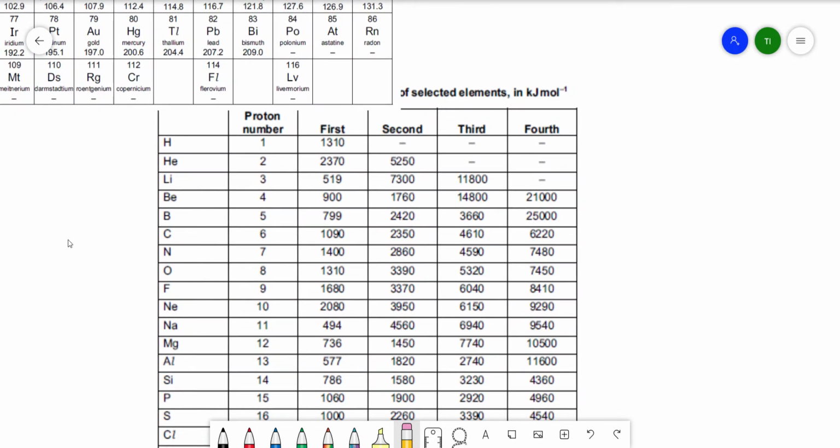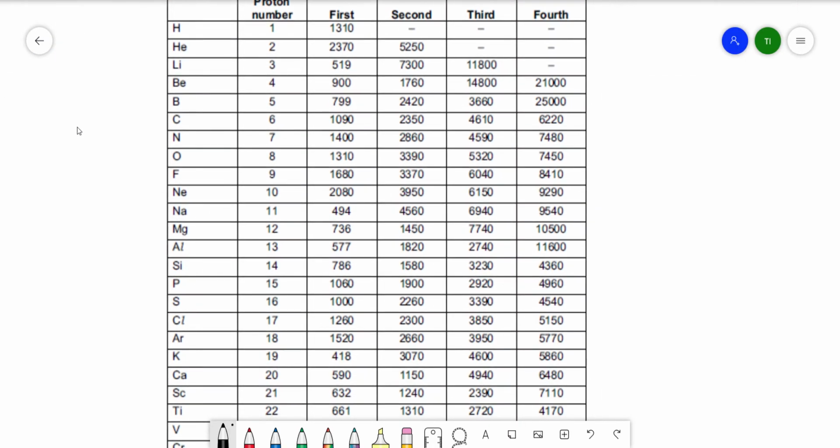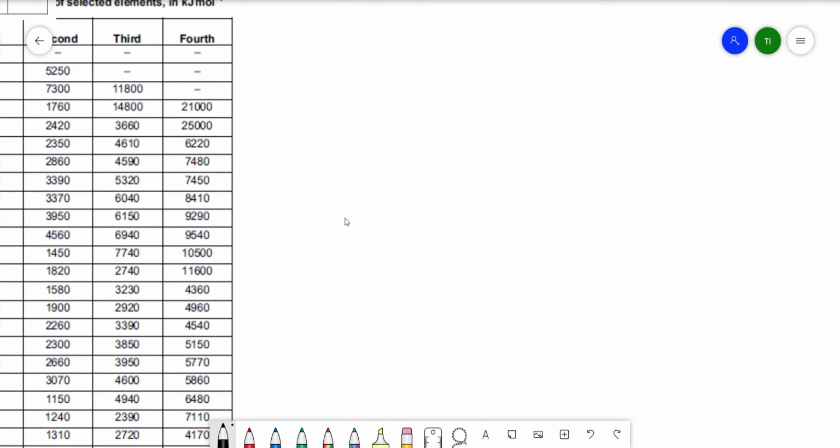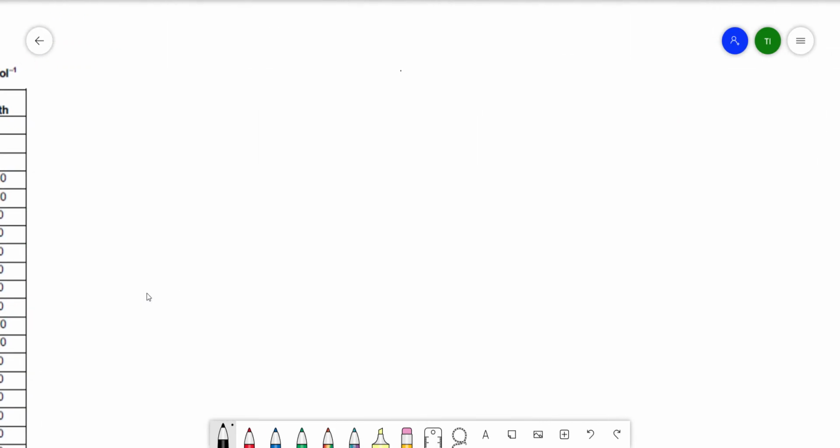This is exactly what's there in your data booklet. As you can see, for every element there's a successive increase in the ionization energy. For nitrogen, the first ionization energy is this, the second is higher, the third is higher, the fourth is even higher. So there's a successive increase. Sometimes you're asked to give reasons as to why there's an increase, and recall what I said earlier, that you have to give reference to those three things.